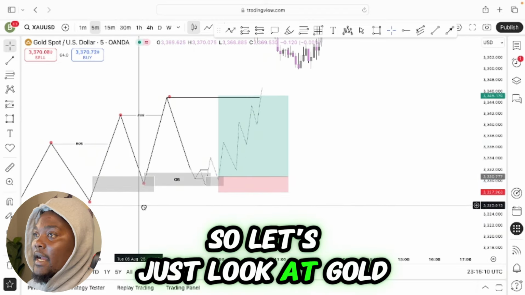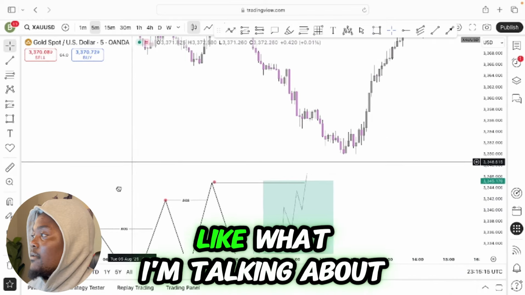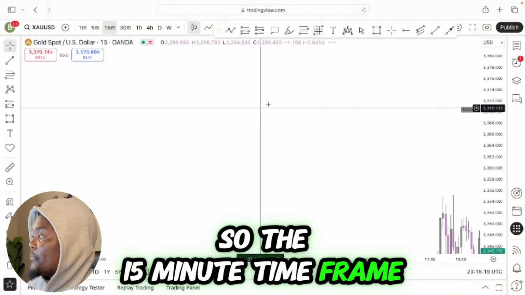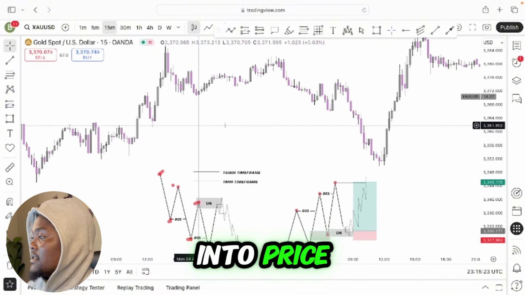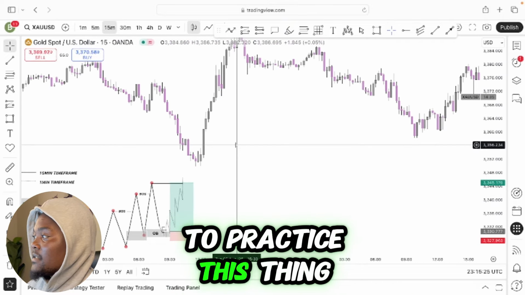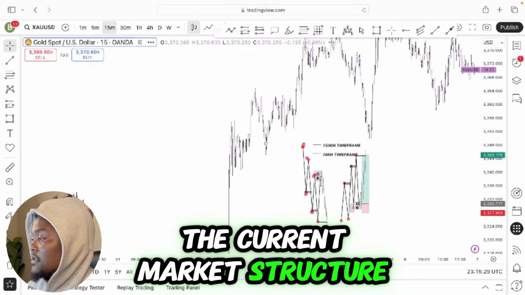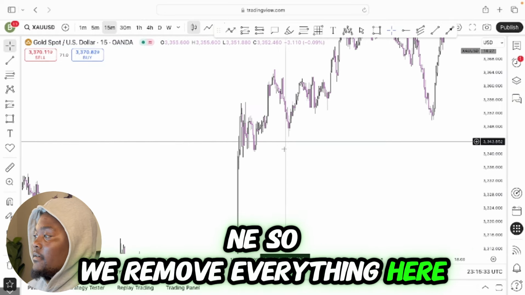So let's look at gold on the current market structure so that you can see what I'm talking about in action. So the 15-minute time frame, we can just go back into price. That is if you want to practice this, but I'm just going to cater for the current market structure so that you can understand, guys. So we remove everything here.